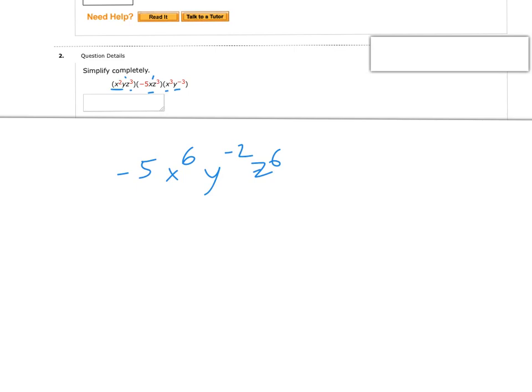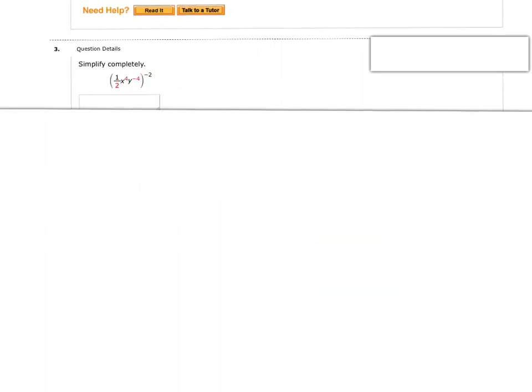Then they're going to want me to move the negative exponents down to the bottom. I only have one negative exponent, and that is the y, so that's going to go down to the bottom. Notice that I did not move the 5 because it does not have a negative exponent, it's a negative coefficient. So got to think of that differently.